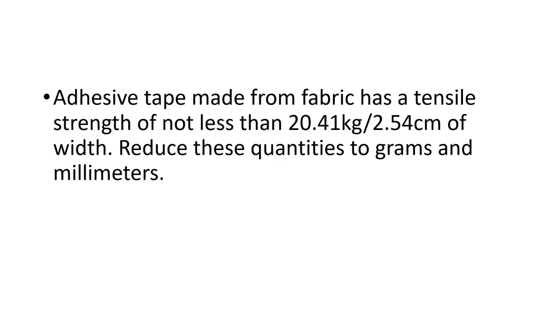Next, an adhesive tape made from fabric has a tensile strength of not less than 20.41 kg per 2.5 centimeters of width. Reduce these quantities to grams and milliliters. So we have another dual unit. Okay, I'm gonna start with the one first. On top, we need grams. 1 kilogram is 1000 grams. On the bottom, we have centimeters. We need milliliters. So 1 cm is 10 millimeters.